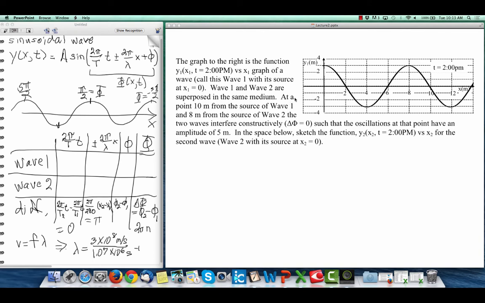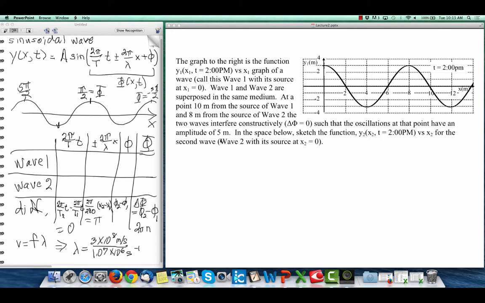Anyway, at a point 10 meters from the source of wave 1 and 8 meters from the source of wave 2, the two waves interfere constructively. So at that point, 10 meters here from wave 1, you can see that. 8 meters from wave 2, which they don't show you. If you sat right there, you would see giant oscillations as both waves went through. Really big. How big?